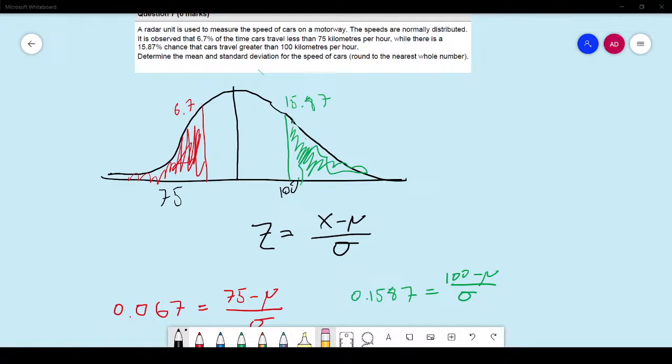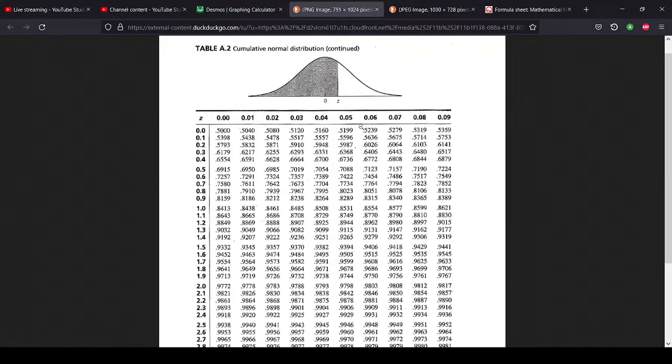If we bring up our Z tables, we can see that the normalized 6.7% would be 0.5239 for the Z score, and the other percentage for the Z score. So let's just make sure I don't confuse anyone here. I'm going to rub this out, even though the calculations are the exact same. Don't want to confuse anyone.